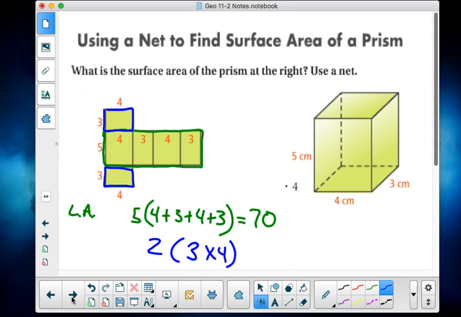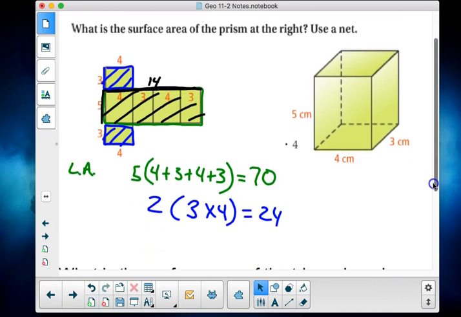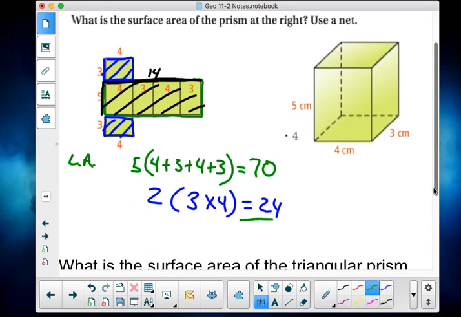Now I want to make sure you're clear about what I just did. This full length is 14, and that's 5, and that's where 70 came from, because 70 is the sum of these 4 figures. And now my area here is 12, my area here is 12. There are 2 times 12, which is 24. Now, what we're looking at here is my total surface area, my SA. This is for the bases.